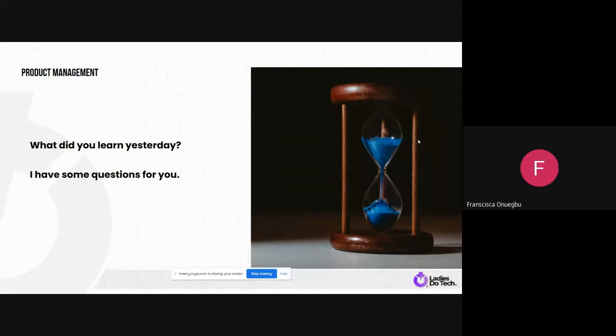Good evening. Yesterday I learned the MoSCoW feature sourcing, where it helps you to source for future ideas, right? So ideas, yes, the ideas.